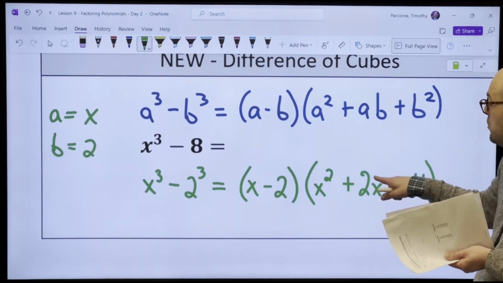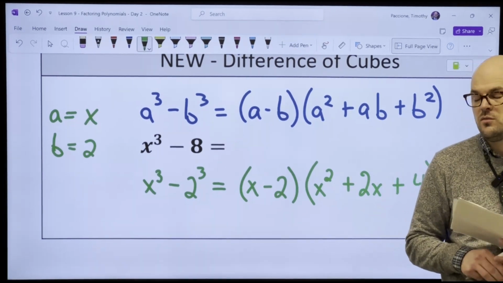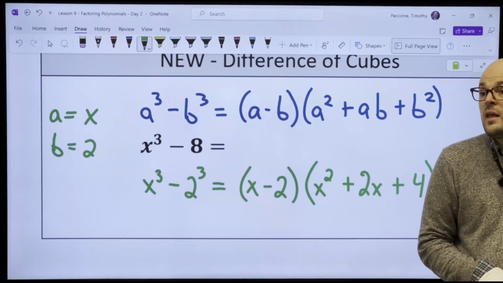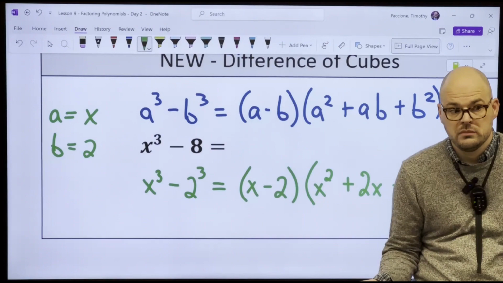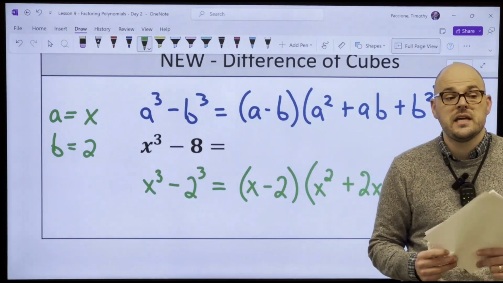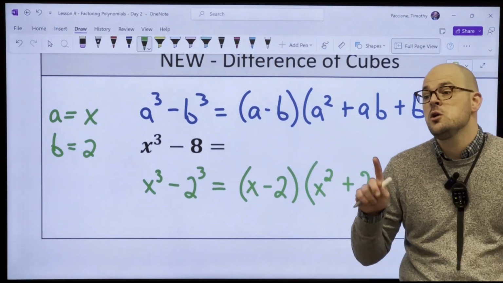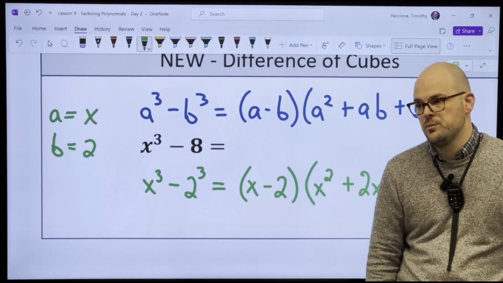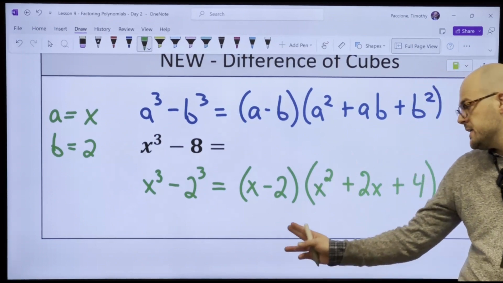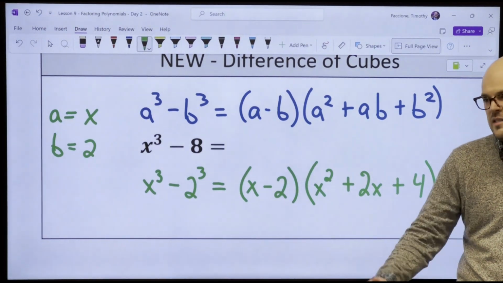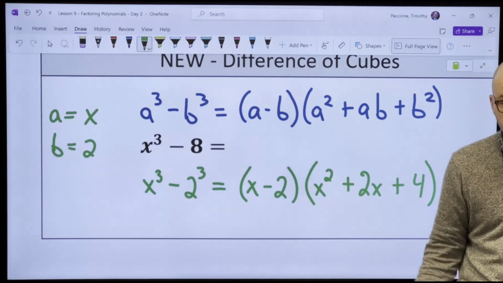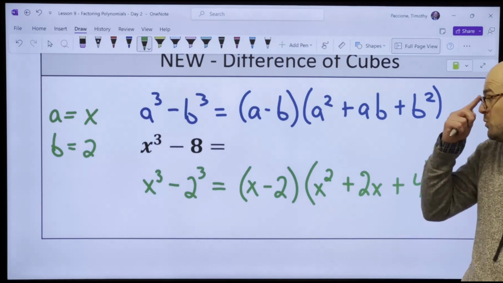Now, what question might you be asking yourself? Can I keep going? I've got a trinomial here. Maybe I can factor it further. I'm glad you're asking yourself that question. When you do these problems, you won't be able to. The way this works, it's not going to factor any further. So you're done. This is it.